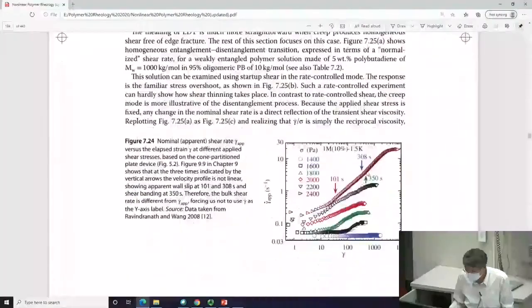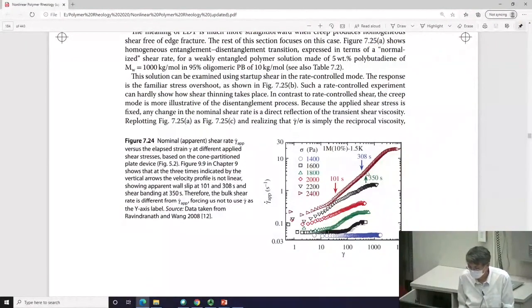At the end of the day, here's the data that was published. In fact, that was not the original data, which is all right. There was some data published much earlier. But basically, what was shown was you impose different stress to your sample. You can see at the 1400 pascals, the response, you impose certain force and the sample starts to creep. And response is constant at 14. But I would pick up one, let's say 1800.